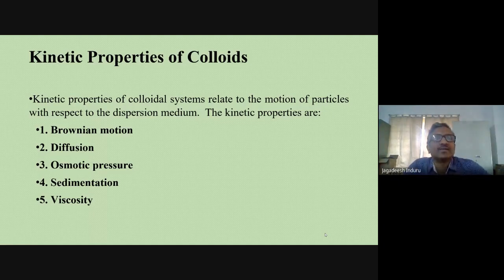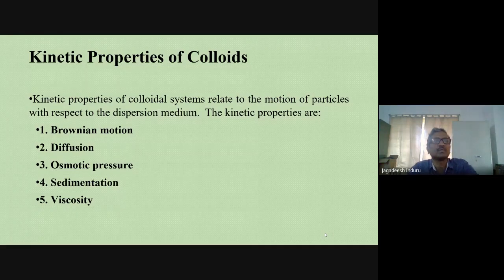Now we are going to enter the second phenomenon, the kinetic property of a colloid. In that we have 5 different properties. One is Brownian motion, the second one is diffusion, third is osmotic pressure, fourth is sedimentation, fifth is viscosity. The kinetic properties of colloids are related to the motion of the particles as they move with respect to the dispersion medium. Now we will see them one by one.